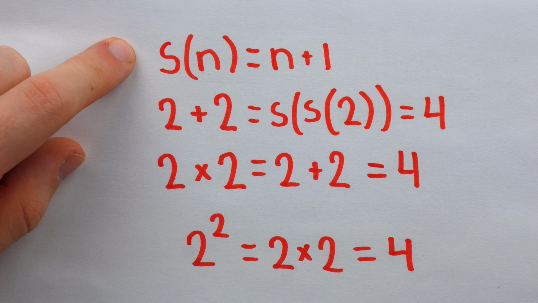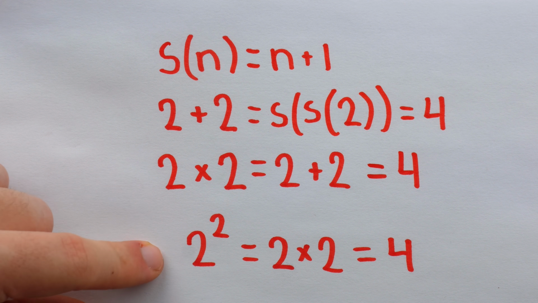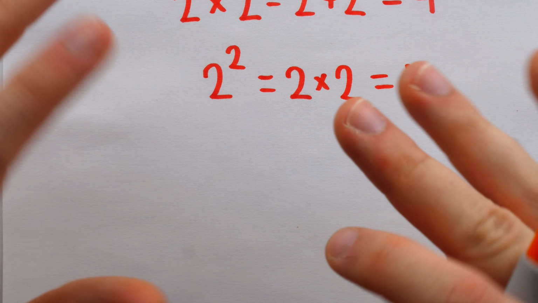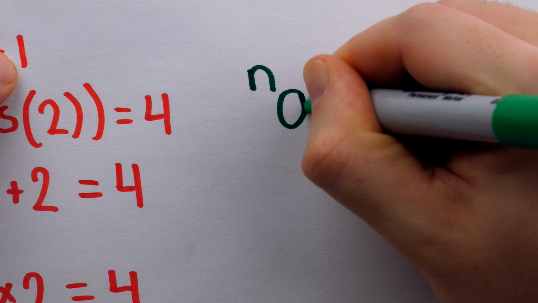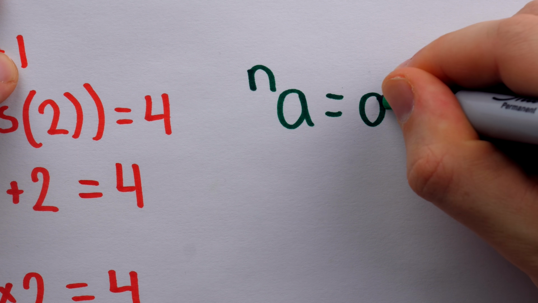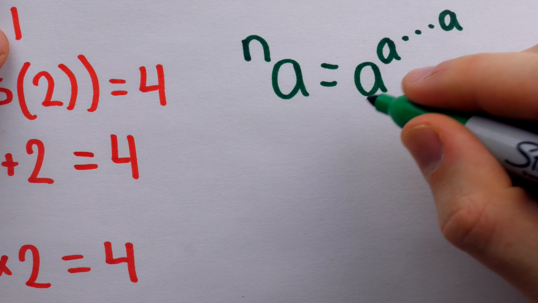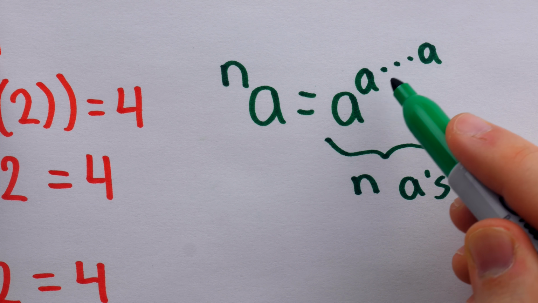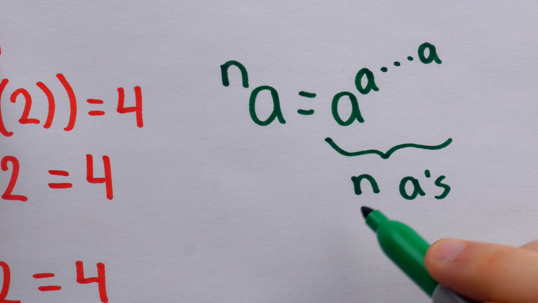We had the successor operation at the bottom of this ladder, and then repeating that gives us addition. Repeated addition is multiplication, repeated multiplication is exponentiation, and repeating exponentiation gives us this new operation called tetration. In general, the nth tetration of a is equal to a to the power of a to the power of a, and so on, so that there are n a's here total. That means this towering exponent would have n minus 1 a's, so the a at the base brings us to a total of n a's.